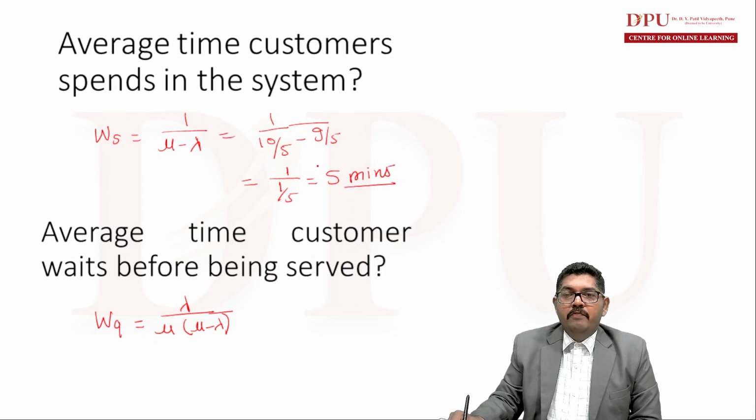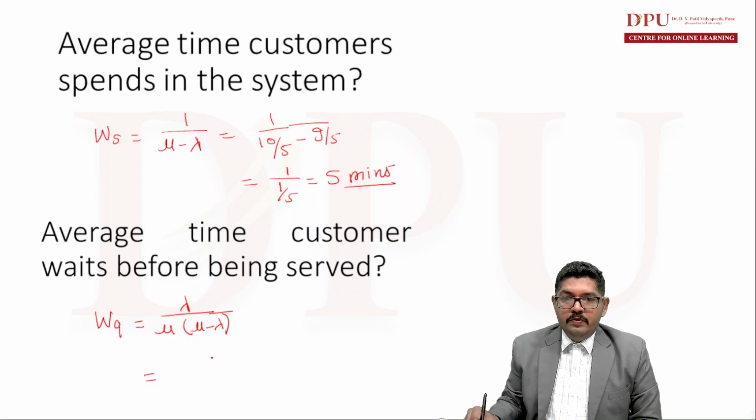Right? So 5 minutes, because this 10 divided by 5 is the mean service rate. This is per 5 minutes: 10 customers per 5 minutes is the service rate, and 9 customers per 5 minutes is the arrival rate. So from this we can calculate the waiting time in the system, the time the customers have to wait in the system. So this includes the time spent by the customer in the queue as well as the time spent by the customer while receiving the service.